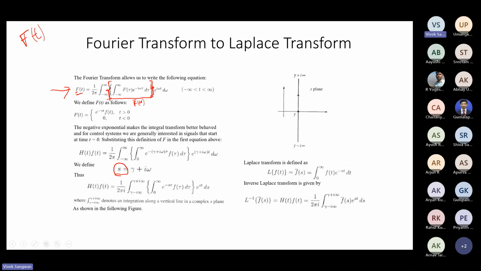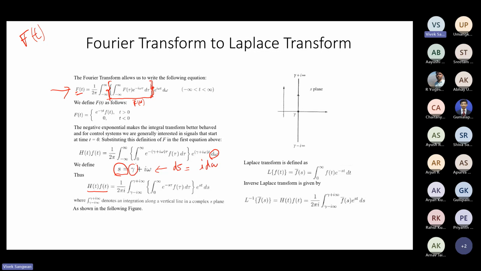So now you remember S is coming from the Laplace transform. So we substitute this S everywhere. So we get h(t) times f(t) is equal to, so we get an e raised to the power minus S tau f(tau) here, e raised to the power S t here, and we have substituted this d omega also. We differentiate this, we get ds is equal to i d omega.